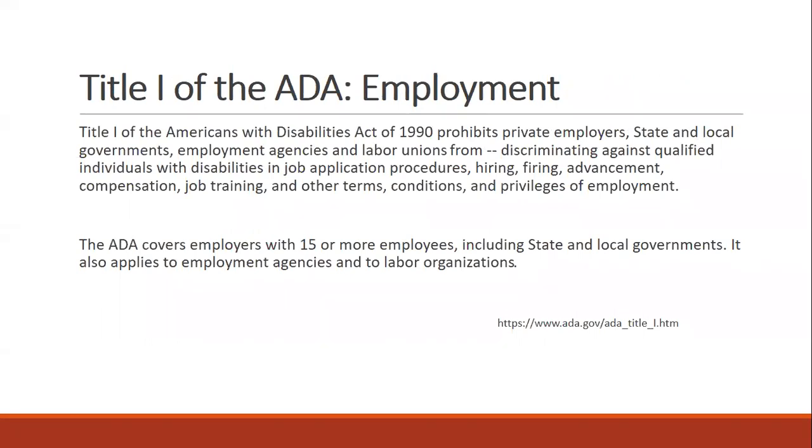So Title I of the ADA, employment, prohibits private employers, state and local governments, employment agencies, and labor unions from discriminating against qualified individuals with disabilities in job application procedures, hiring, firing, advancement, compensation, job training, and other terms, conditions, and privileges of employment. The ADA also covers employers with 15 or more employees, including state and local government. So it covers those businesses that have 15 or more employees, so not always small businesses. That's just something to keep in mind.